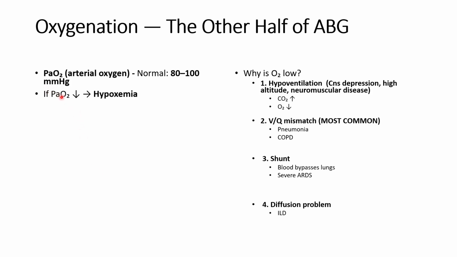You see the PaO2, which is normal at room air 80 to 100. If PaO2 is less than this, that indicates hypoxemia. Now, why will the O2 be low? It can be due to hypoventilation, due to CNS depression, high altitude, neuromuscular disease. In all these conditions, CO2 will rise and O2 will decrease. Or due to VQ mismatch, like in pneumonia or COPD, a mismatch in ventilation and perfusion. Then, due to shunts, blood bypasses the lungs, so it cannot be oxygenated, or severe ARDS, or diffusion problem like in ILD.